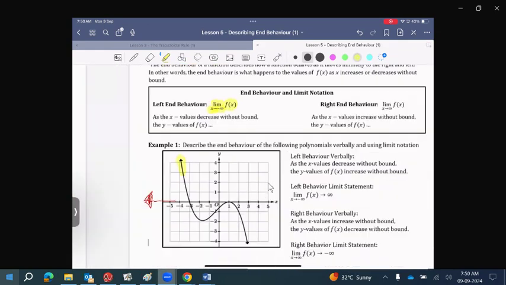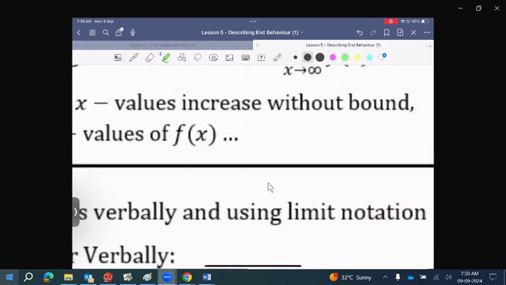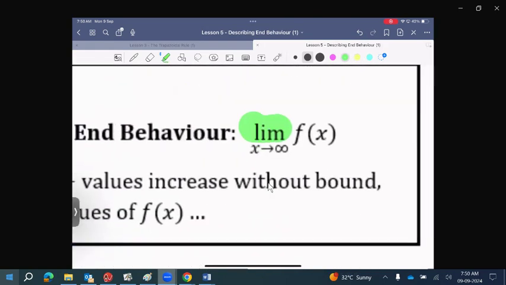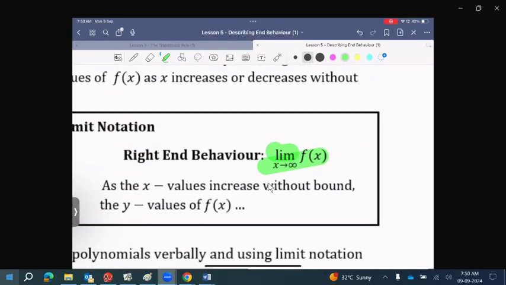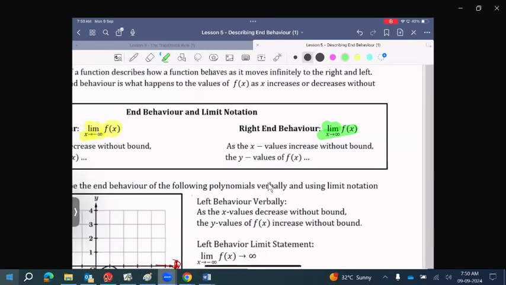We can describe the end behavior as x increases without bound with this limit statement. The limit as x approaches infinity of f of x. And in this case, it means as the x values increase without bound, the y values of f of x do something.